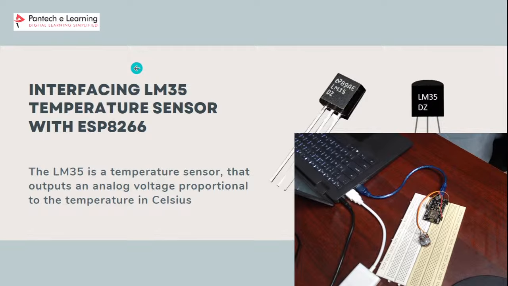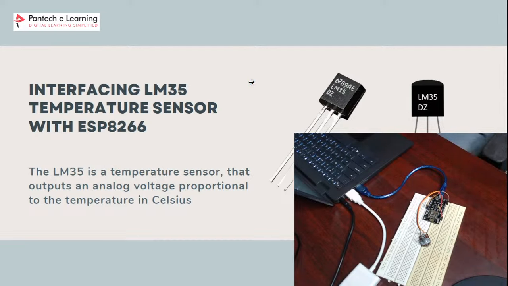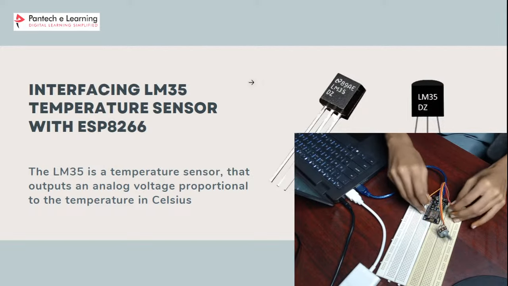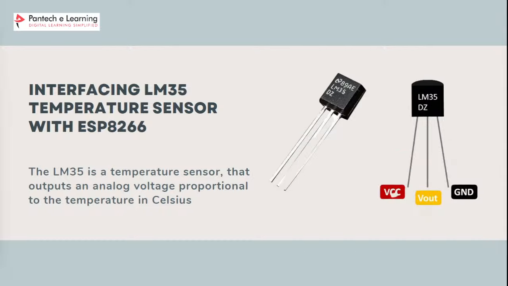Okay. So now we are going to interface the LM35 temperature sensor with ESP8266. This is an analog sensor, that's why I take this. We already saw how to show the variation between the analog values. Now we can move to this one. For example, here I am taking one analog sensor, which is the LM35 temperature sensor. Okay, so let's see.